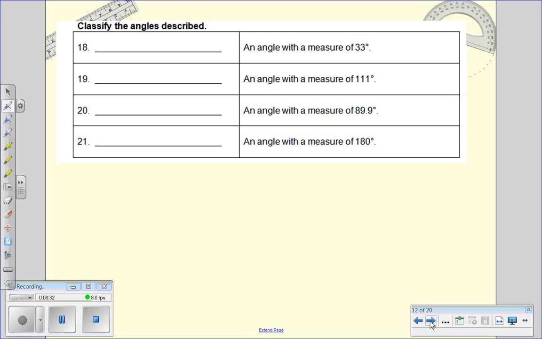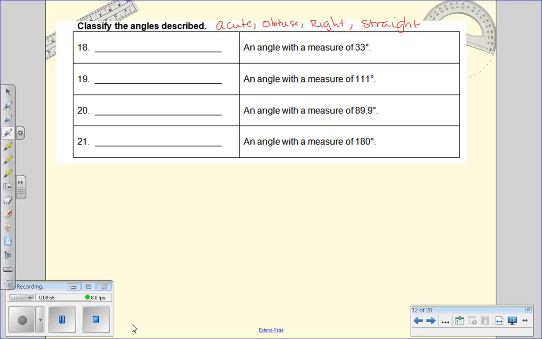Now we need to classify our angles. When we classify our angles, remember there are only 4 ways in which we classify the angles. We classify the angles using acute, obtuse, right, or straight angle. When you classify the angle, you classify them by their degree measure.